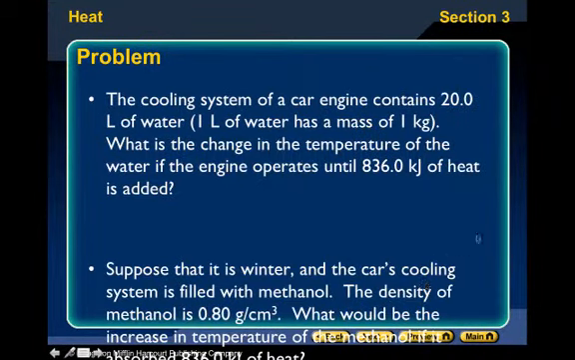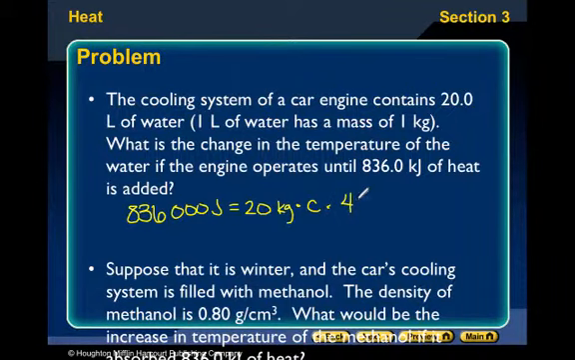The cooling system of a car engine contains 20 liters of water. What is the change in temperature of the water if the engine operates until 836 kilojoules of heat is added? Okay, so 836,000. You have to change that to joules. Equals 20 times x times 4138. X is what we're looking for, the change in temperature.